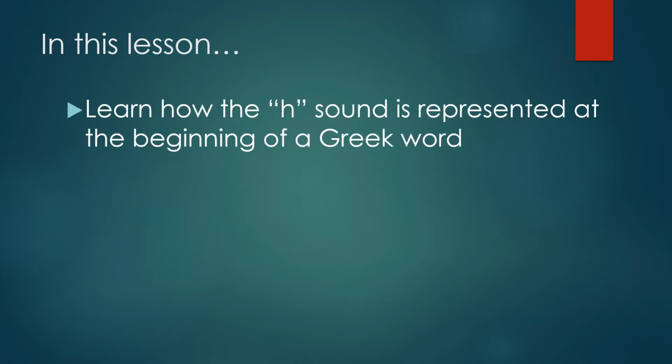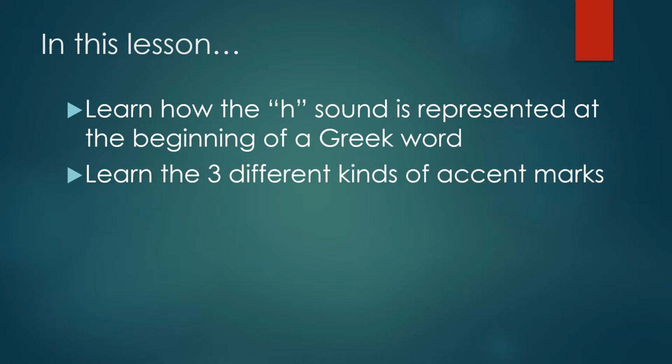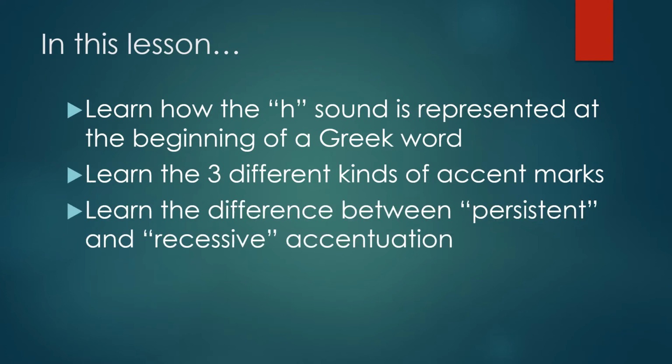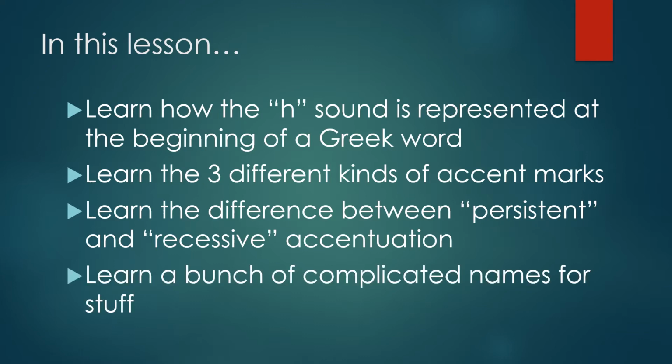So, in this lesson, we are going to learn how the H sound is represented at the beginning of a Greek word. And if you remember from the last lesson, there wasn't a letter in Greek for H. Also, we're going to learn the three different kinds of accent marks. We are going to learn the difference between persistent and recessive accentuation. And you're going to learn a bunch of complicated names for stuff.